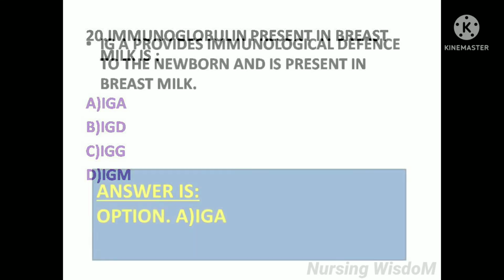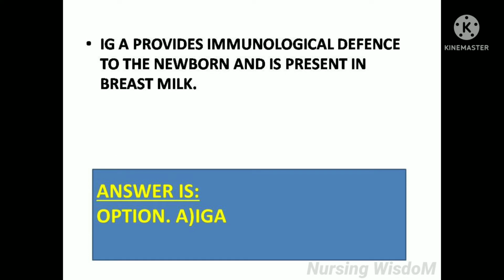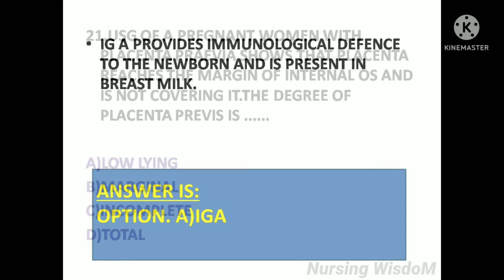Next question. Immunoglobulin present in breast milk is option A, IgA. Option B, IgD. Option C, IgG. Option D, IgM. IgA provides immunological defense to the newborn and is present in breast milk. So here the answer is option A, IgA.